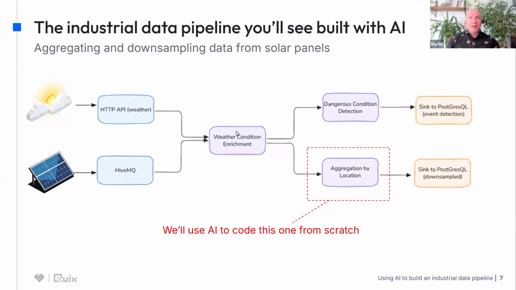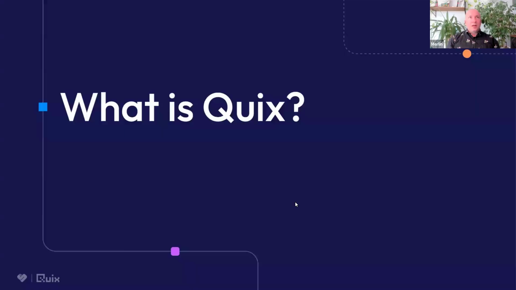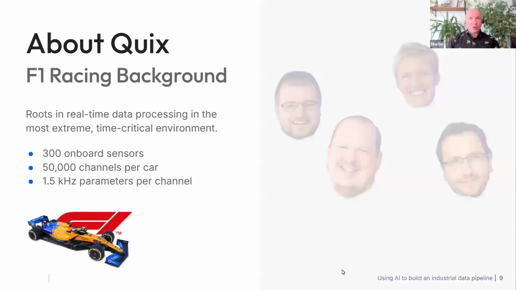We won't have time to code all of these steps with our AI powered code assistant. So we're going to just focus on one, which is the aggregation by location. And this is the one we'll use AI to help us with. But before we get into that, let's just quickly go into more detail about Quix.